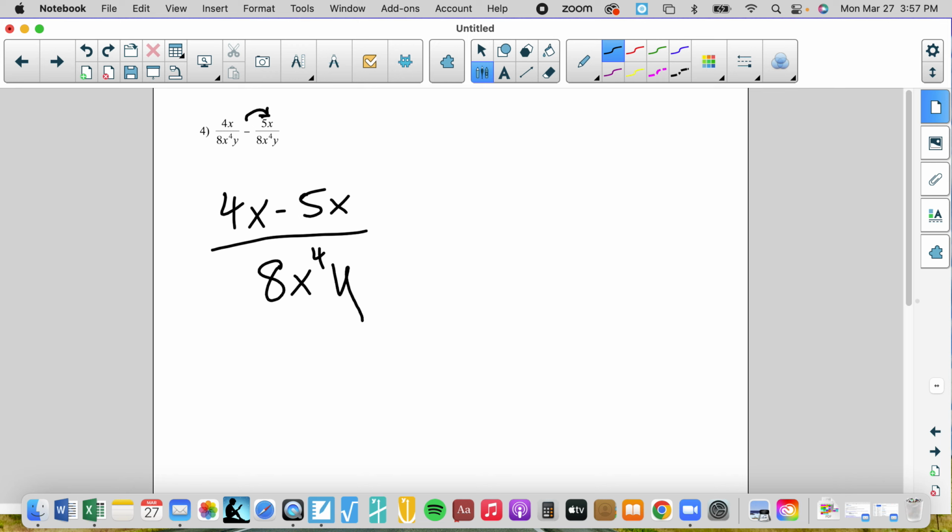8x to the 4th y. And the reason why I put the negative up and not down is if I put it down, they wouldn't be like denominators. One would be positive, one would be negative. So I'm going to put it up top. That leaves me with negative x over 8x to the 4th y.